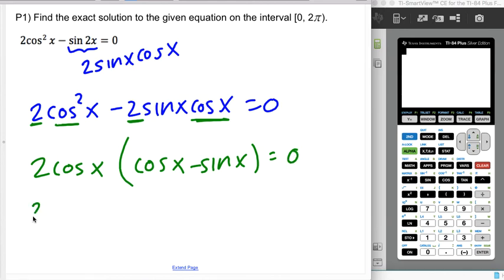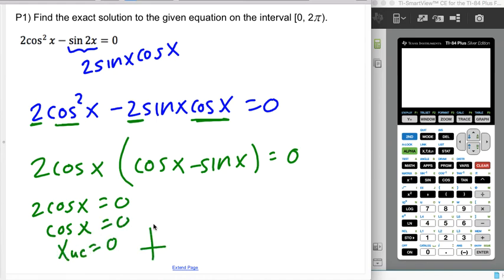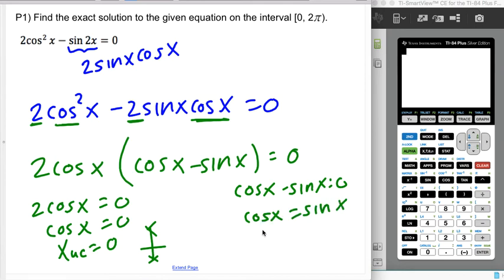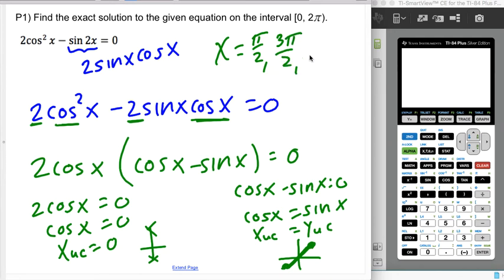So 2 cosine of x is 0, cosine of x is 0. Well, that happens when the x on the unit circle is 0, which is here and here. Or cosine of x minus sine x is 0. Well, that happens when the cosine is equal to the sine. So that's when the x on the unit circle is the same as the y on the unit circle, and that only happens at the pi over 4s in quadrant 1 and quadrant 3. So my answer is going to be that x is pi over 2, 3 pi over 2, pi over 4, and 5 pi over 4.